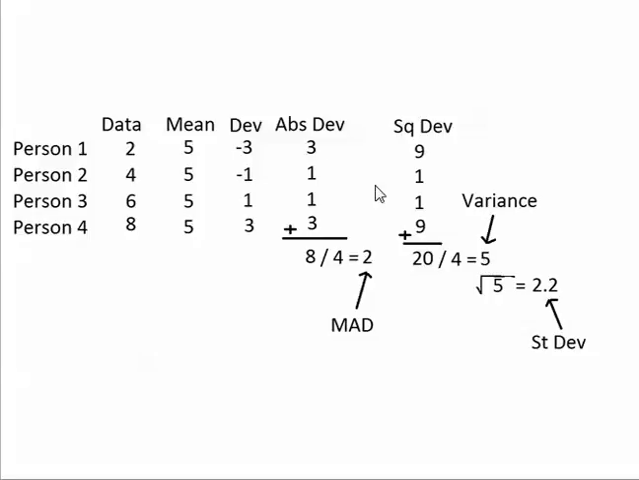So basically, when these two absolute deviations went up, the MAD went up, and when these two squared deviations went up, the variance went up. Now that we understand why the MAD increased and why the variance increased, let's think about why the standard deviation increased.